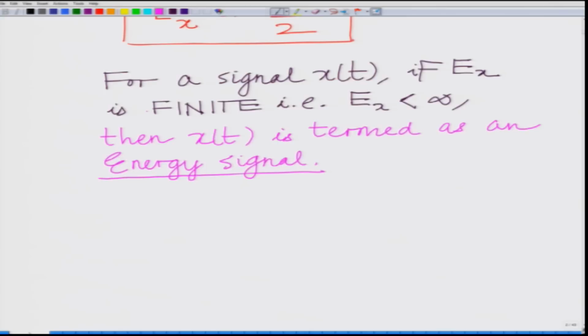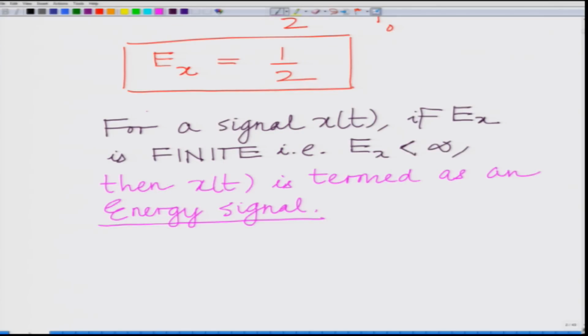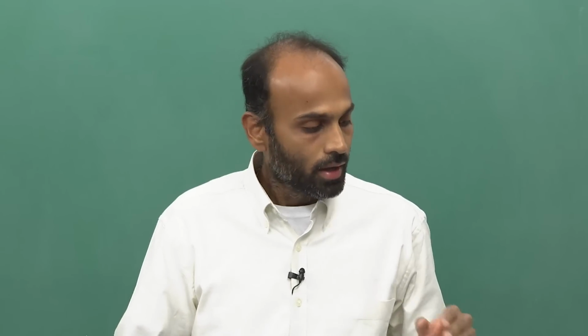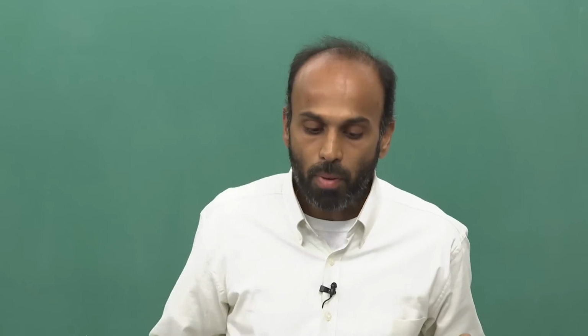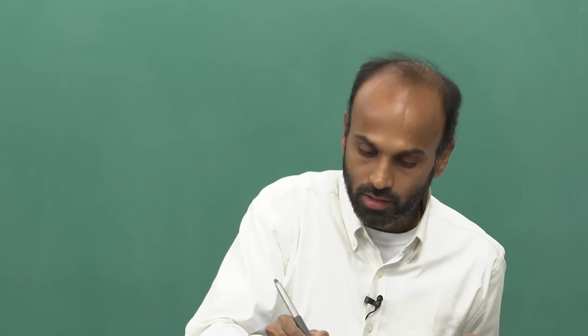That is, if the energy is finite, for instance, similar to what we have seen above, where the energy of the signal is half, which is a finite quantity, the signal x(t) is termed as an energy signal. Okay. Now, let us define the power of a signal x(t).